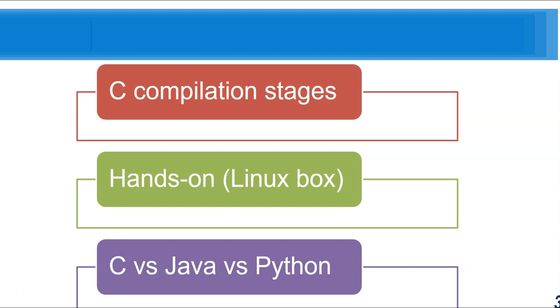Then we'll get hands-on with C versus Java versus Python. We're going to differentiate and compare each of these compilations, right? So how does it happen? What is the difference? What are the different stages? That's what this video is about. Finally, we look at some quizzes at the end of the day.